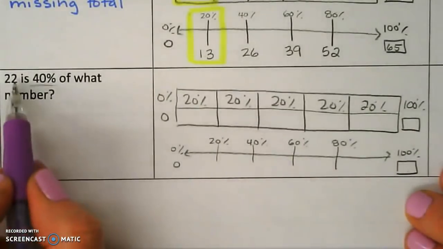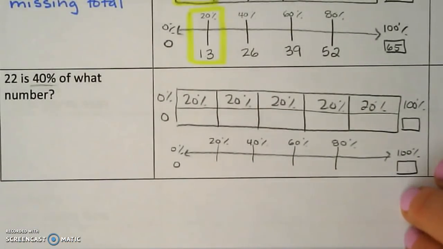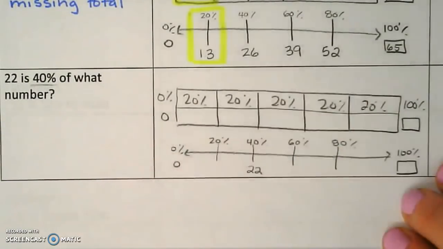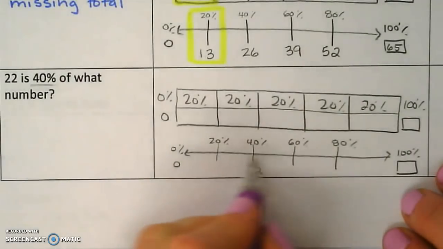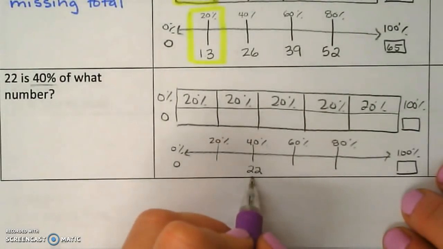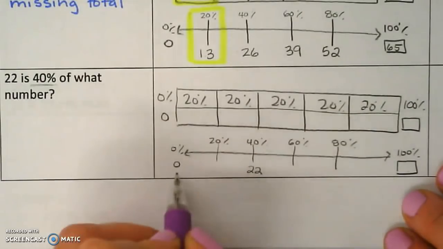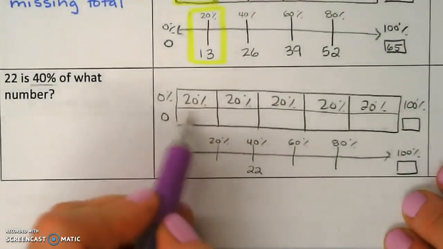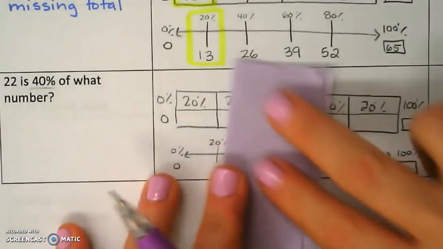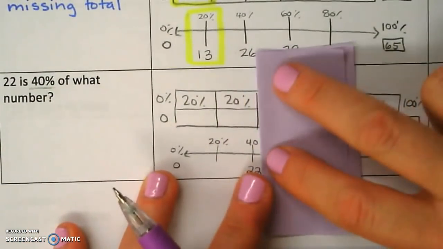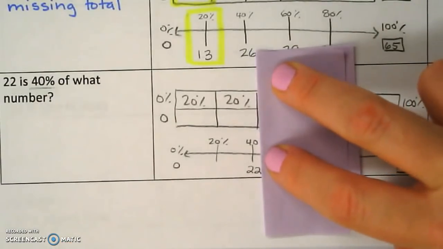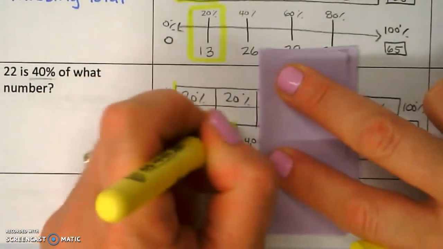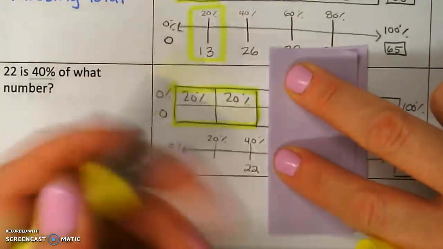Now, here's what I know about this problem, and this one is a little bit different. This problem tells me that 22 is 40% of what number? So if you're using the number line, your 22 goes under your 40%. And you can use this information to solve the rest of it. If you're using the tape diagram, we know that 22 is 40% of the number. That means this piece right here is 22.